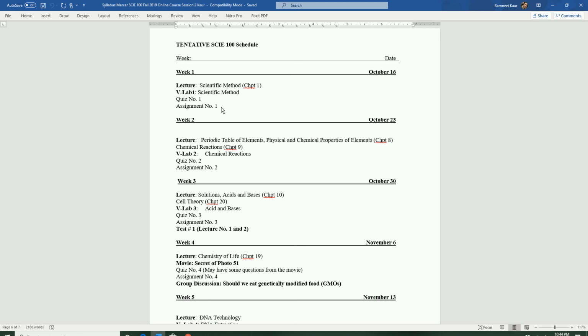Second week, we're going to talk about some chemistry. We're going to talk about the periodic table, physical and chemical properties of elements, which is from chapter number 8 in the book. Then we're going to talk about chemical reactions. This is chapter number 9 in the book. Then the lab, virtual lab number 2, is also about chemical reactions.